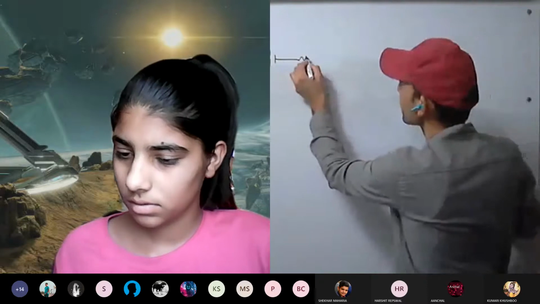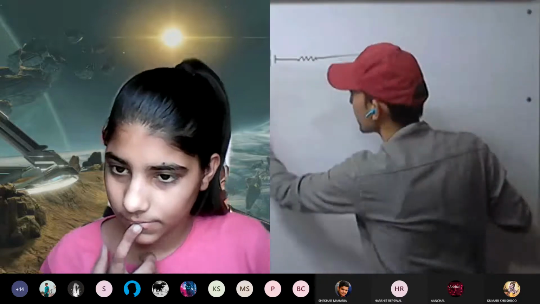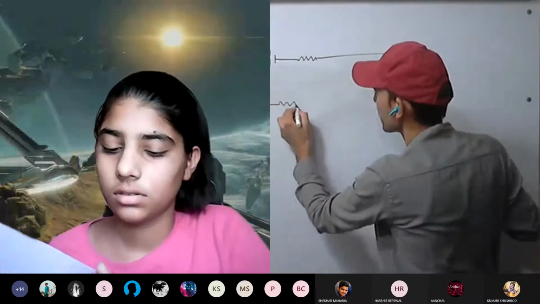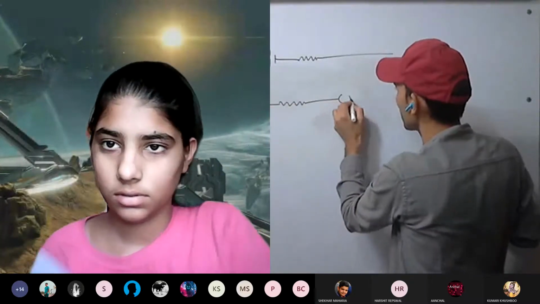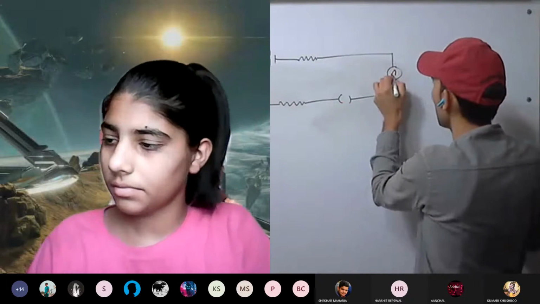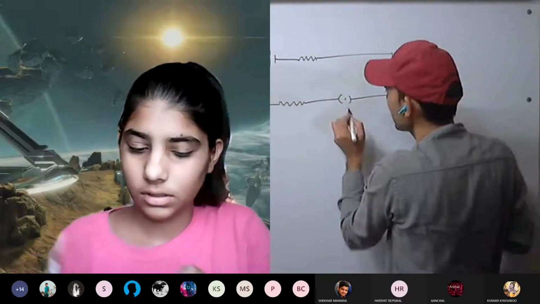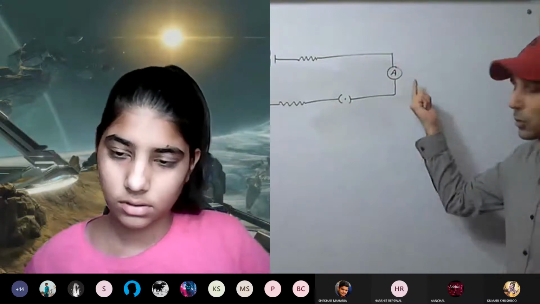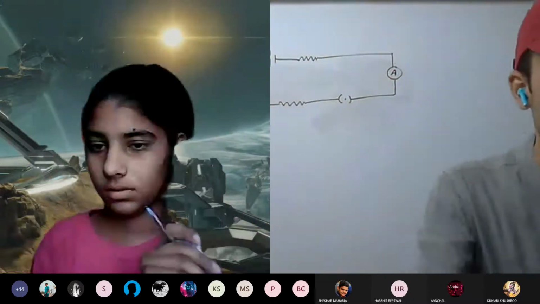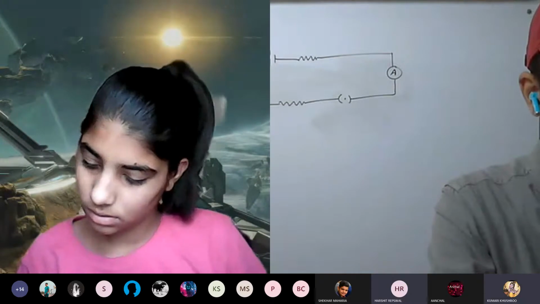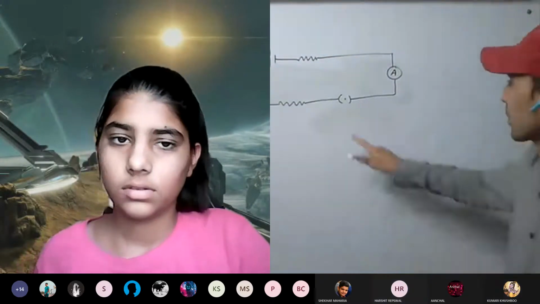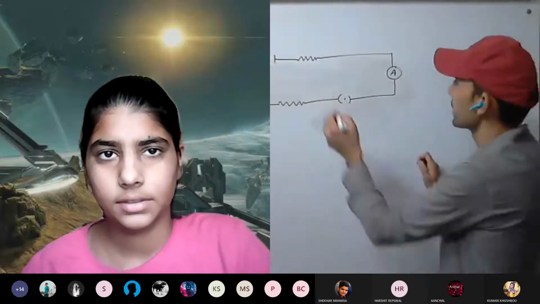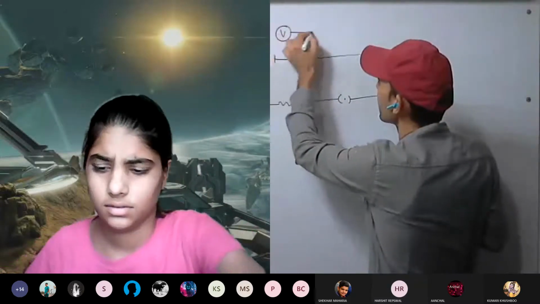We have the internal resistance. And we have the external resistance. And the ammeter. How is an ammeter connected in a circuit? An ammeter has to measure current. Is it connected in series or parallel? Series. Okay, it is connected in series. And there's a voltmeter connected here. Parallel. Okay.